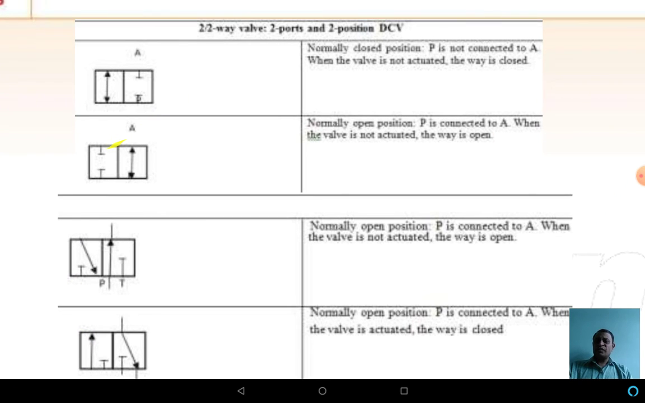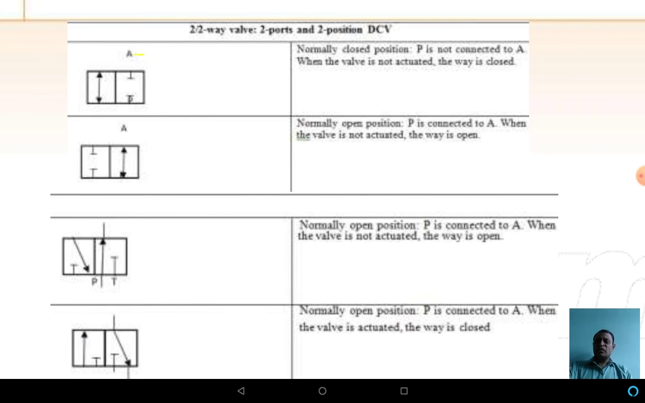Next, some of the symbolical representation with respect to the valves is the normally closed position. P is not connected to A when the valve is not actuated. The way is closed. See here in the previous symbolical representation also, where the closed position is represented by means of something like a capacitor symbol.